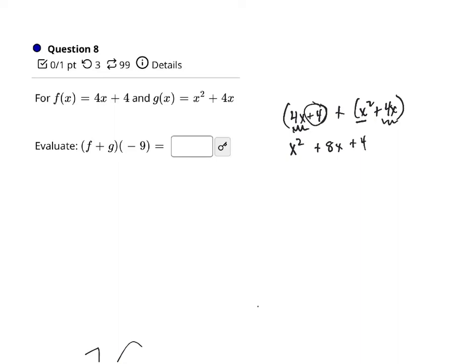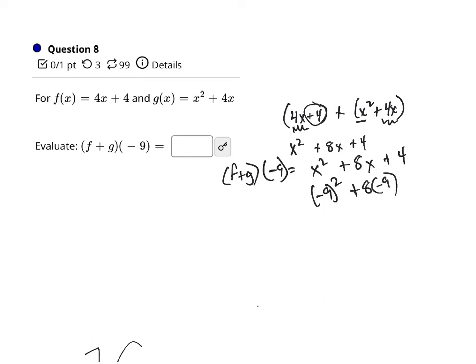So now, because this was f plus g, we're going to replace the x with negative 9. That's our input. So we have x squared plus 8x plus 4. We're going to square the negative 9, then plus 8 times negative 9, and plus 4 on the end. So negative 9 times negative 9, remember when your base is negative and your exponent is even, you're going to get a positive answer, so that's going to be positive 81. 8 times negative 9 is negative 72, and then plus 4.